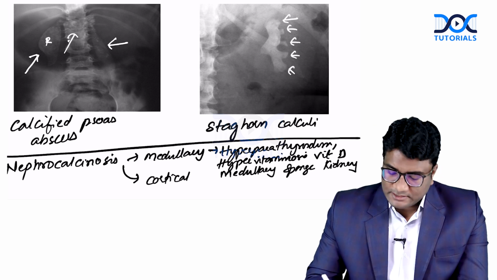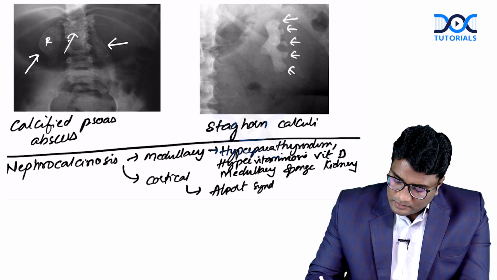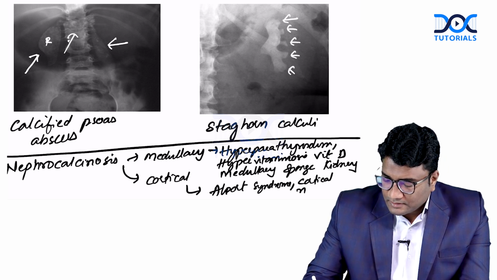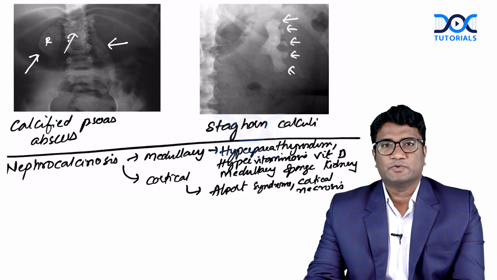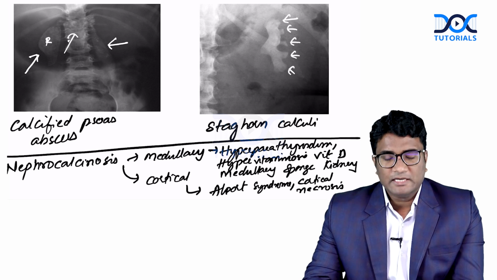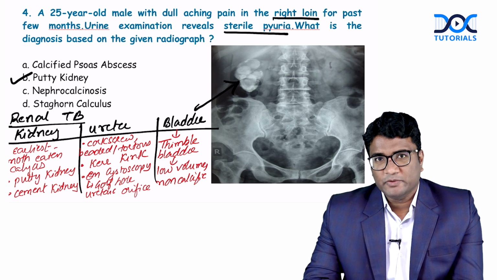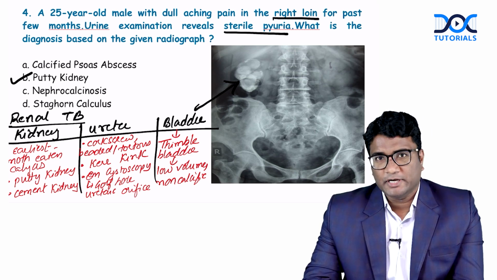And cortical nephrocalcinosis is a feature of Alport syndrome, or you can also see this with cortical necrosis. Renal cortical necrosis can also show you this cortical nephrocalcinosis. So based on the history they had given you in the question, they had mentioned loin pain, sterile pyuria, and the image showed this calcified kidney. This is a putty kidney.